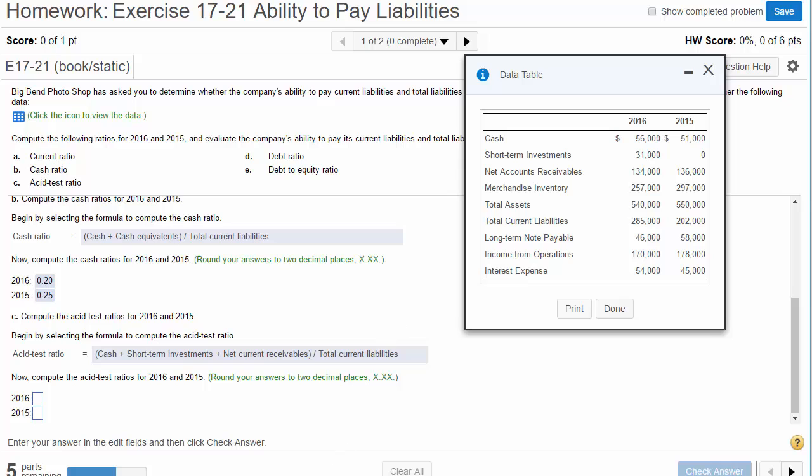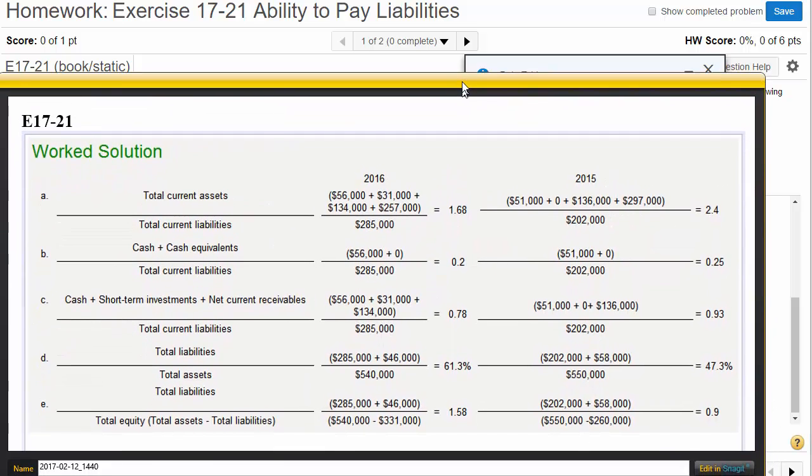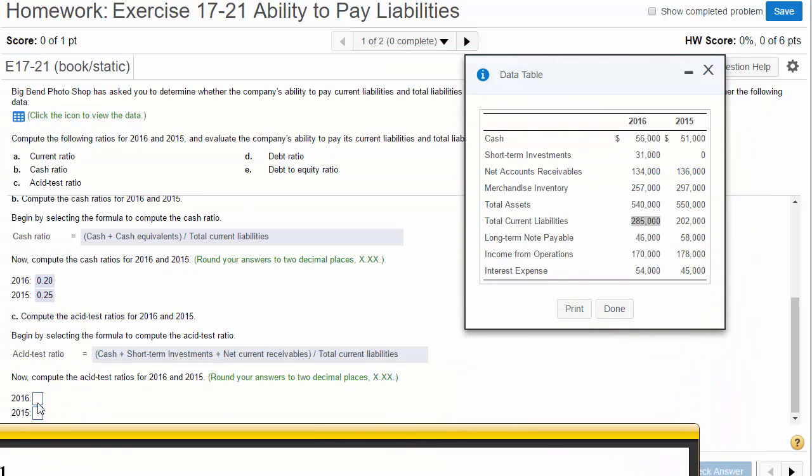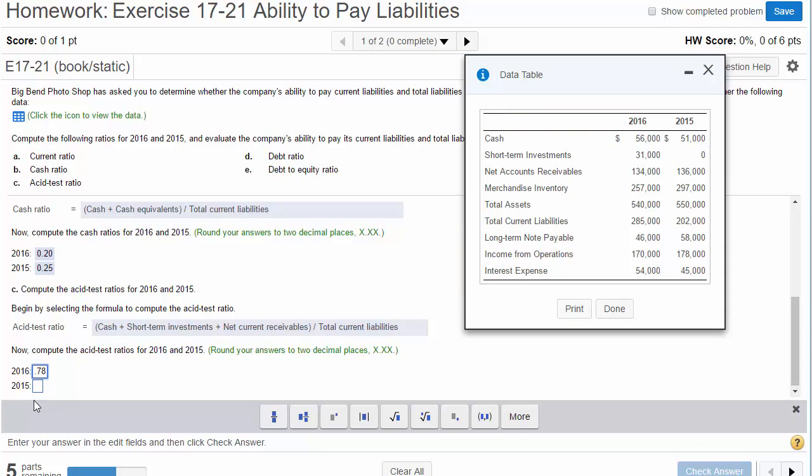So for 2016, our cash is $56,000 plus $31,000 in short-term investments plus net current receivables, $134,000, divided by our current liabilities of $285,000. Laid out in a nice orderly fashion, we get 56 plus 31 plus 134 divided by 285 gives us 0.78. Before we round, it should give us something like 0.7754.